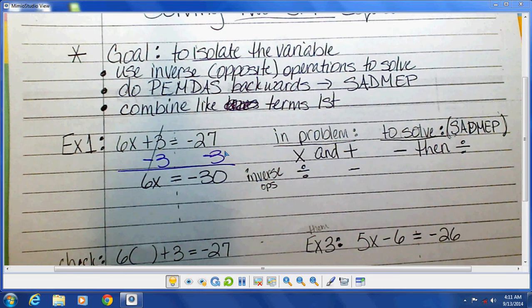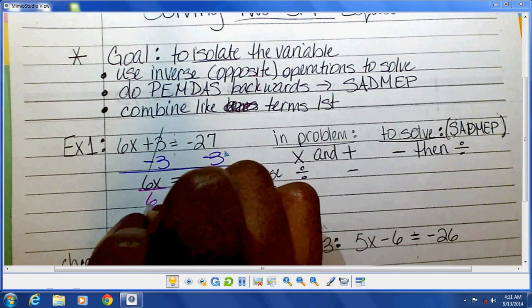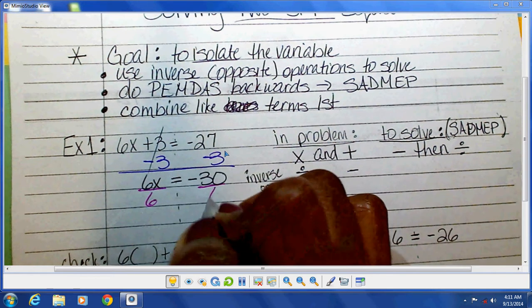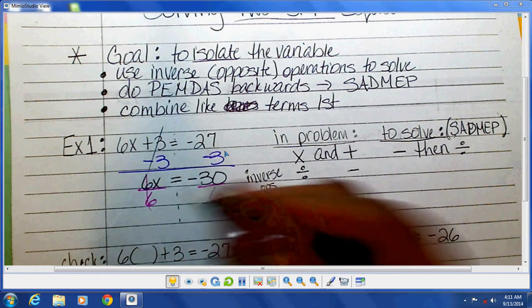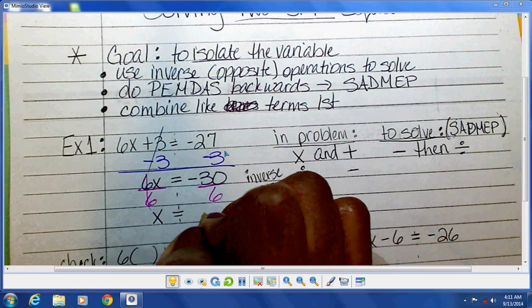Don't forget your integer rules. Now since 6 is being multiplied by x and I'm trying to isolate that x, I'm going to divide. So I'm going to divide both sides by 6. Now my 6's will cancel and that leaves me with x equals negative 5.